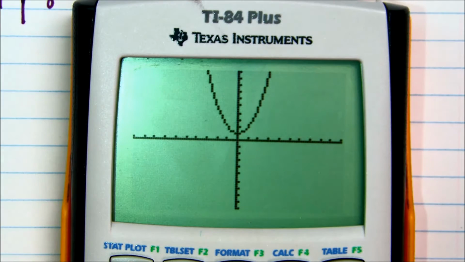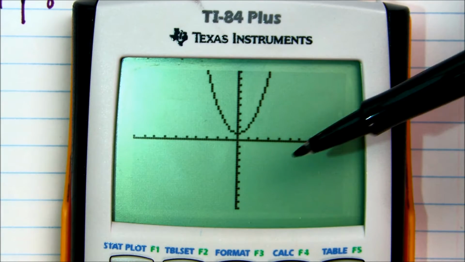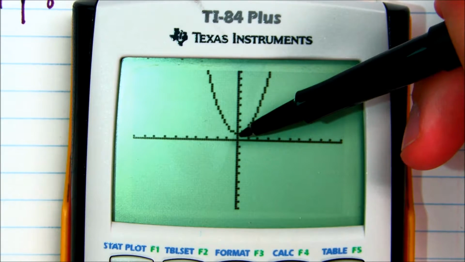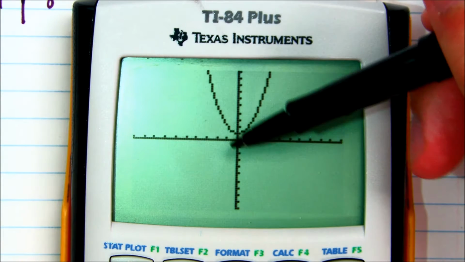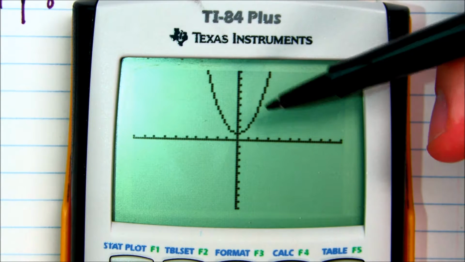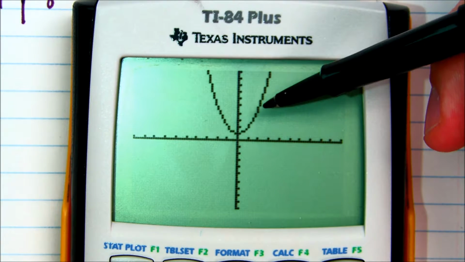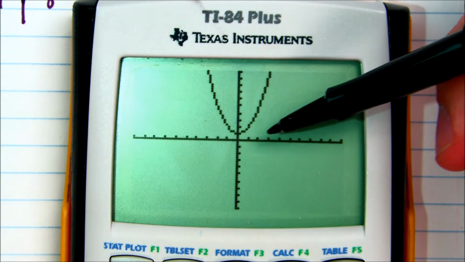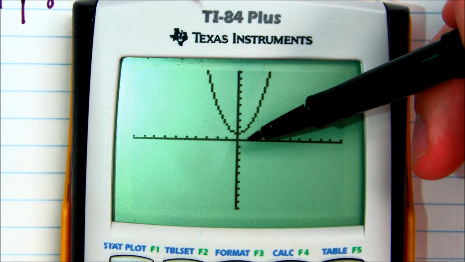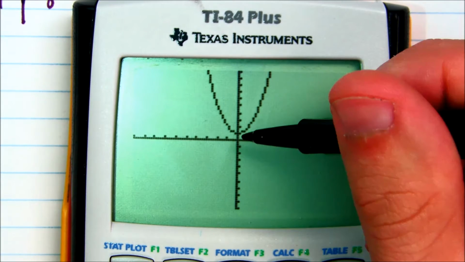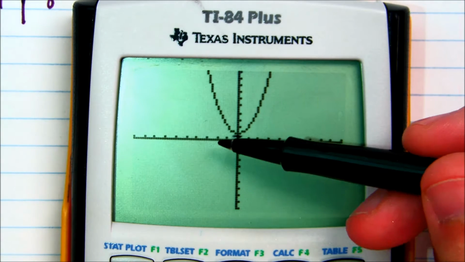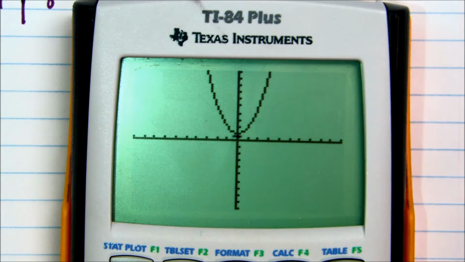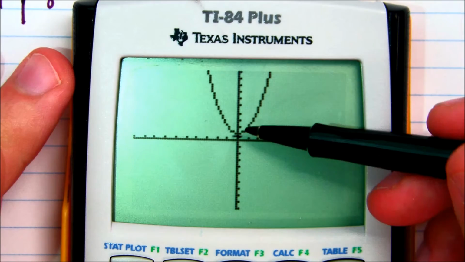Now what we're going to do for the range is we're going to look and see, okay, what are the y values that are represented here? Now again, it's kind of hard to just start picking y values and see if they're there. It's easier to look for boundaries. Now looking here at this parabola, I can see that it starts at 1. The lowest y value I have is 1.